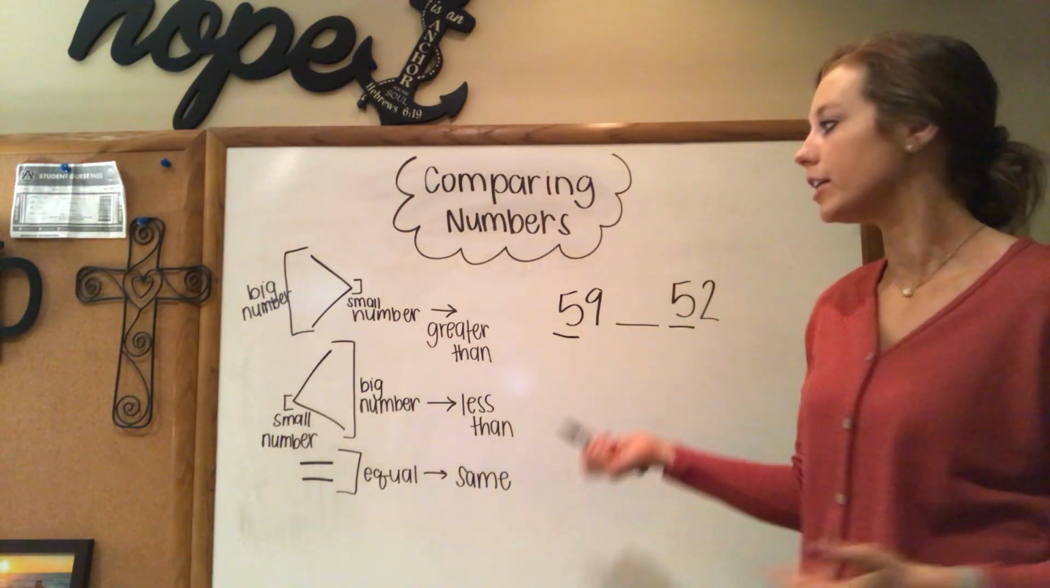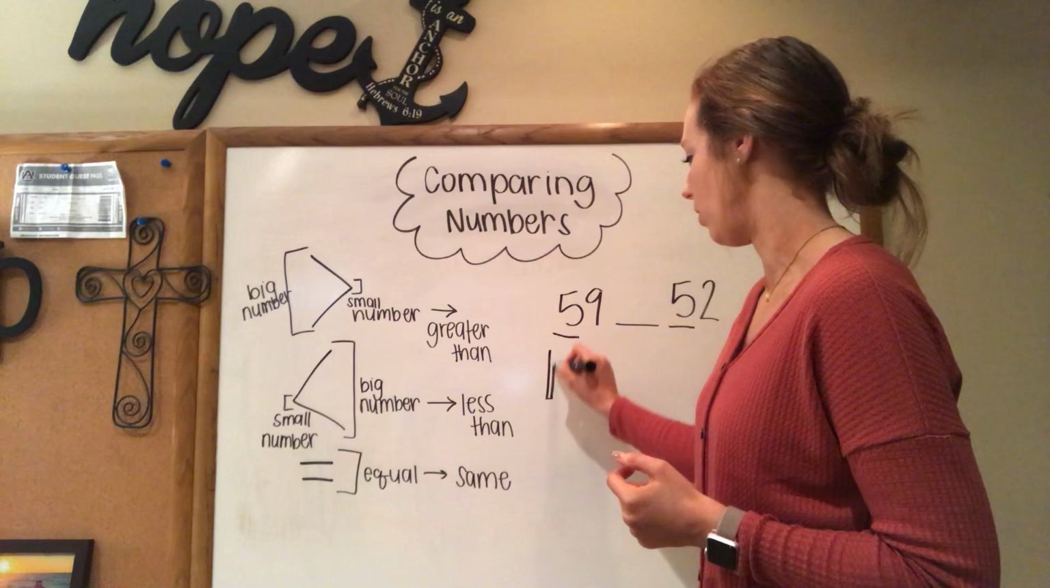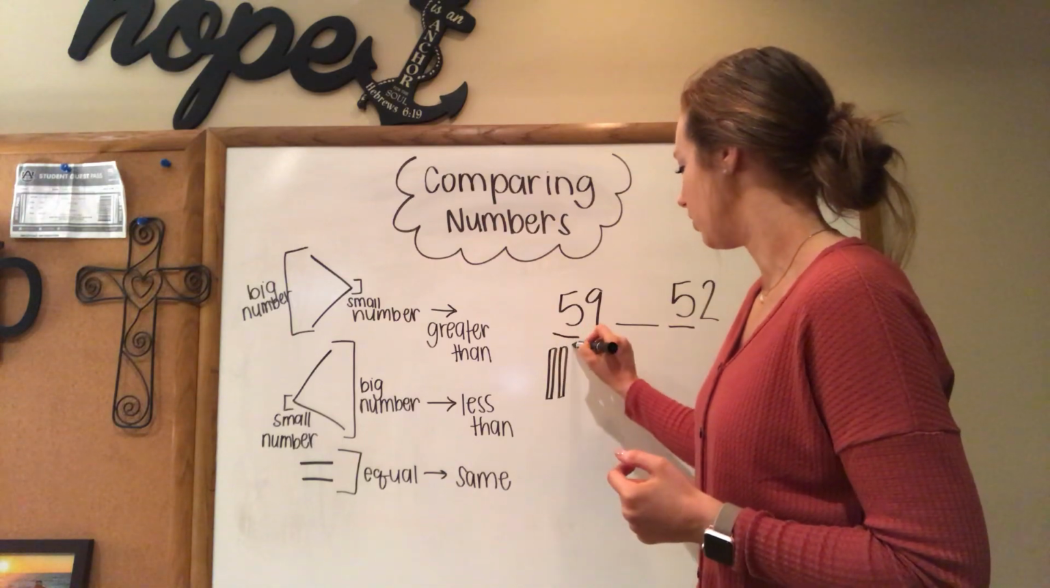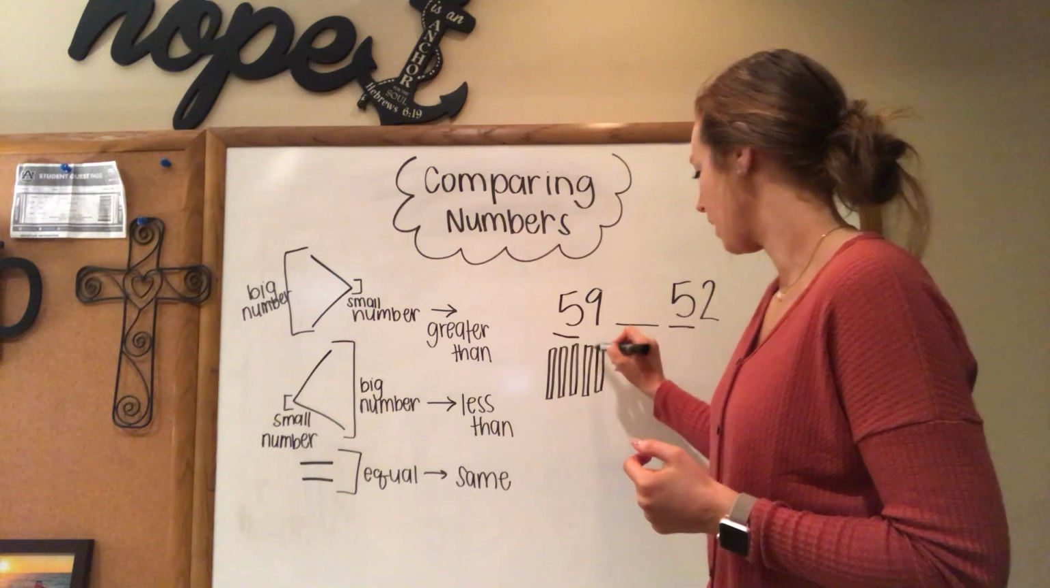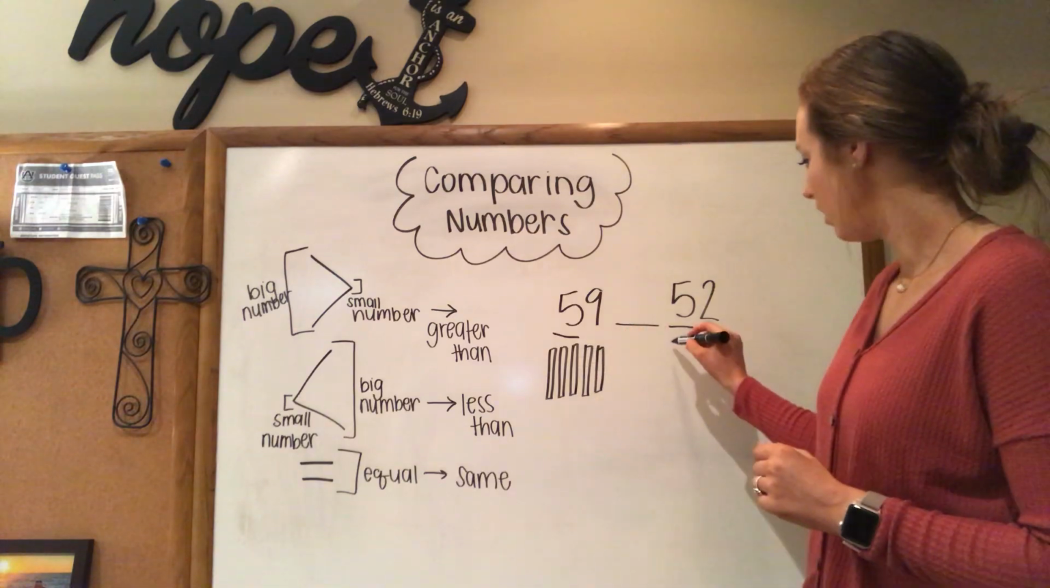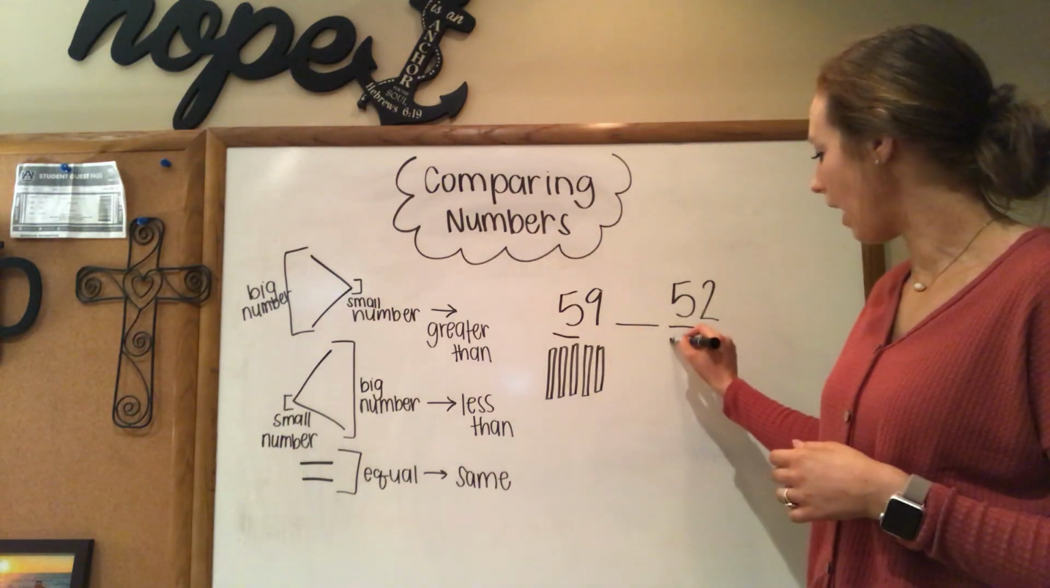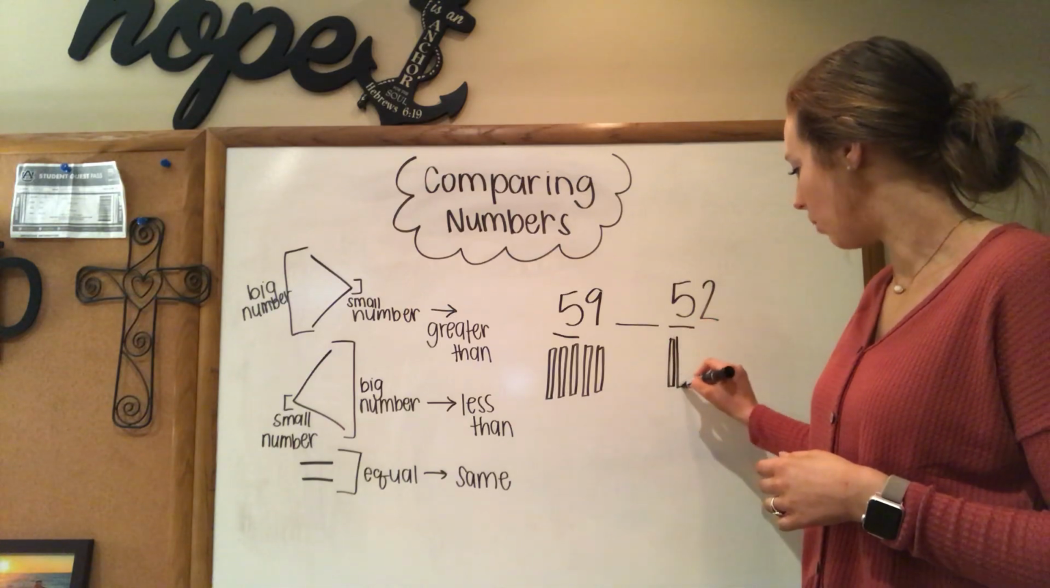Okay, we have 5 tens on both sides. Let's go ahead and draw it out. 1, 2, 3, 4, 5. 5 tens on this side. And how many tens on this side? We have 5. Well, that does not help us.